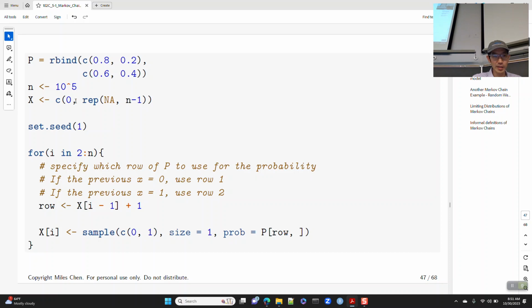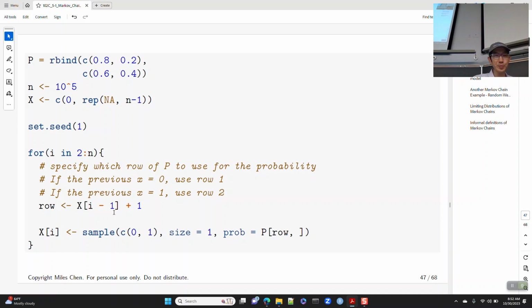And we're going to start off at 0, and then I have 99,999 missing values, NAs, and we're going to fill these in. So we're going to say for i at time 2, because we already have a value at time 1, which is 0, what are we going to do? I'm going to take our current value. Our current value is going to be x at time i minus 1, or I guess our previous value, I should say. So if we want to figure out what we're going to be at time 2, we take the value at time 1. So we take the value at i minus 1.